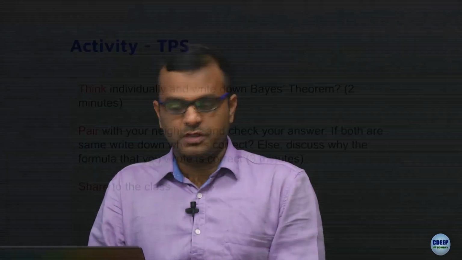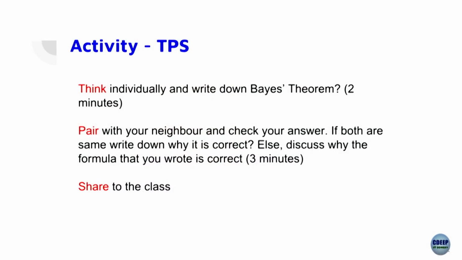Activities, individual activity first. Write down Bayes theorem. Think of it. What is Bayes theorem? It's a conditional probability. It's about representing conditional probability. If you don't know Bayes theorem, stop there. Let's do the share activity. So no one knows Bayes theorem. Okay, this is just to check whether you know Bayes theorem or not. Let's skip this slide.